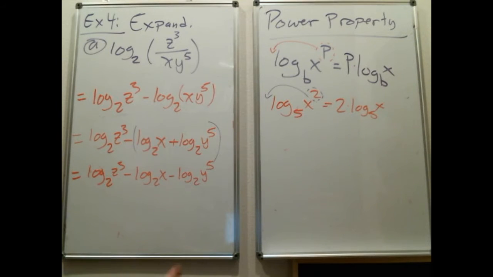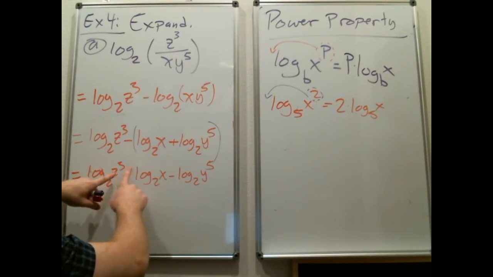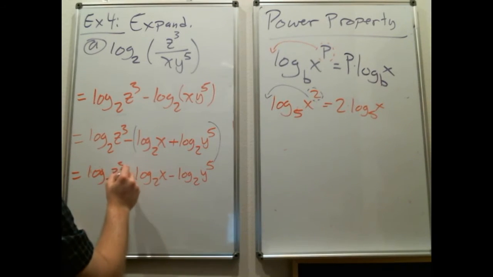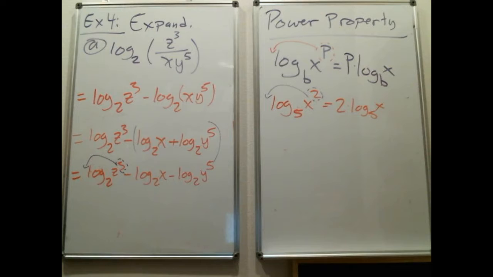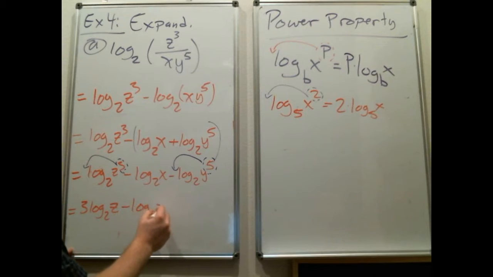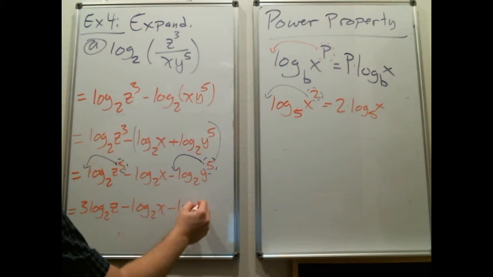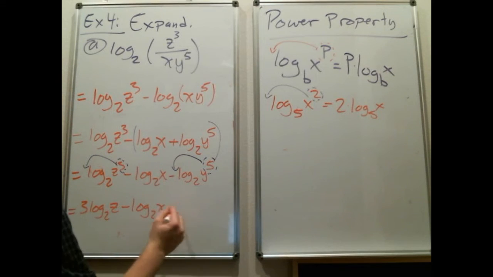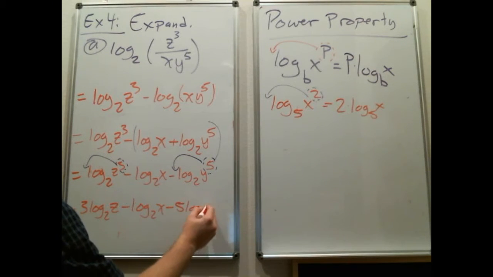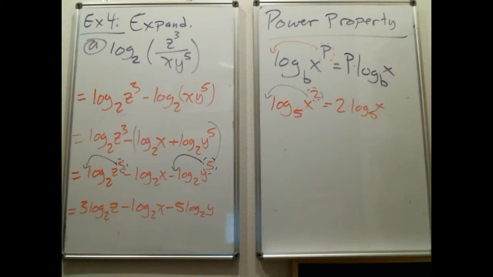And now the only thing we're left with are these two powers here, so we can do that in one step. We're going to take this 3 and move it to the front of this term. We're going to take this 5 and move it to the front of that term. Three log base 2 of z minus log base 2 of x minus 5 log base 2 of y. Yeah, be careful there. I made a little mistake, and that's easy to do.